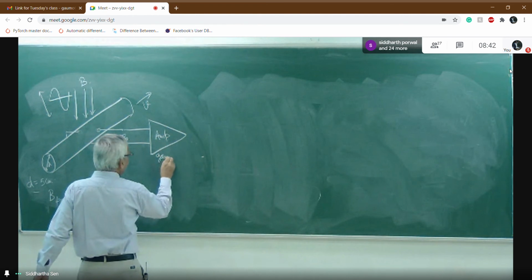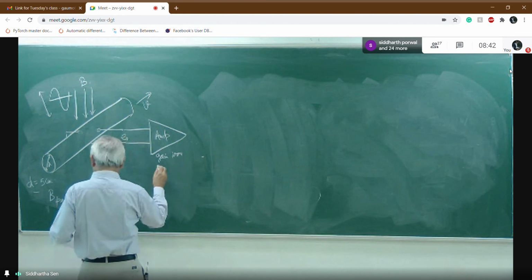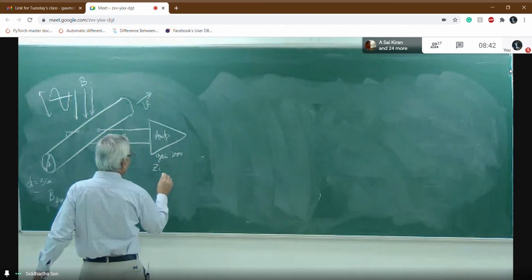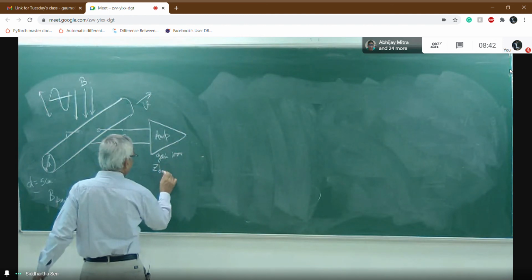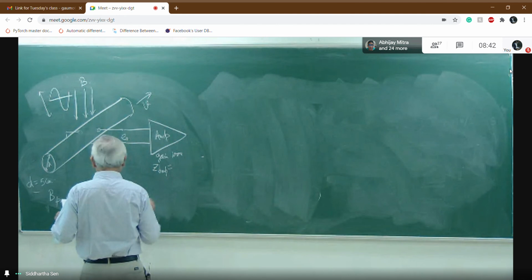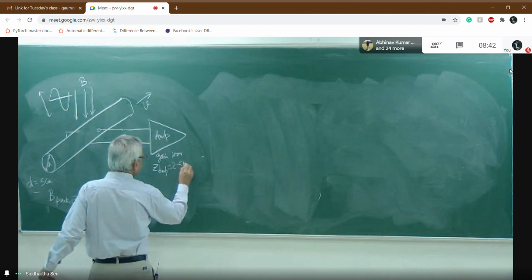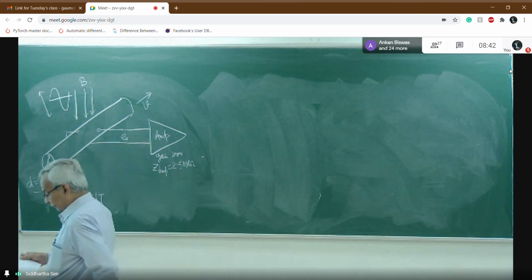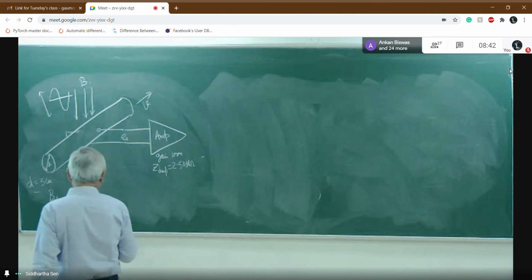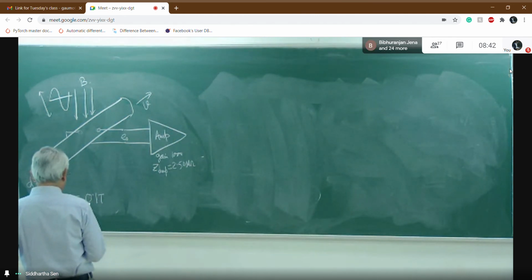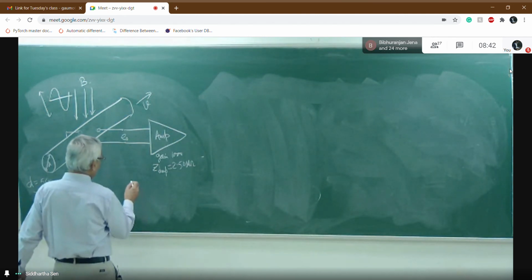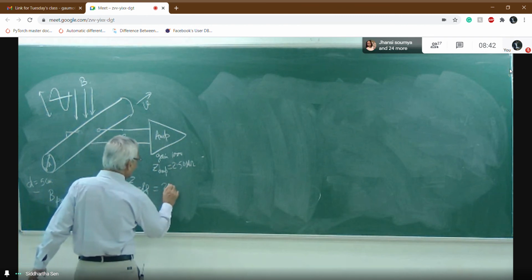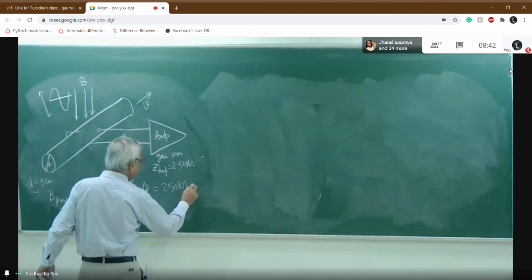Gain is 1000, and what is it? Input impedance, I call it ZI or Z amplifier, is equal to 2.5 megohm. The effluent conductivity is such that the impedance of the liquid between the electrodes is 250 kilo ohm. So basically, Z effluent is equal to 250 kilo ohm.